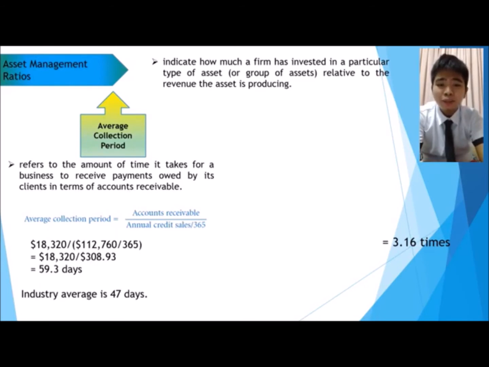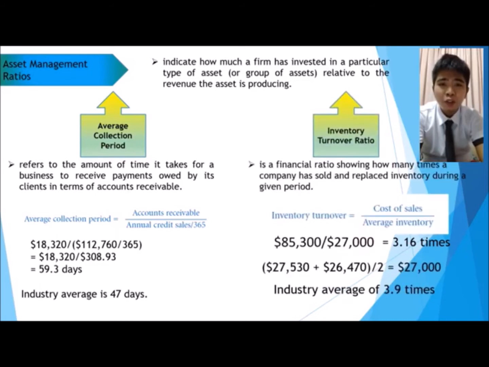Next is inventory turnover ratio. It is a financial ratio showing how many times a company has sold and replaced inventory during a given period. So the inventory turnover ratio shows how fast the company sells and replaces its inventory. The formula is inventory turnover equals cost of sales over average inventory.